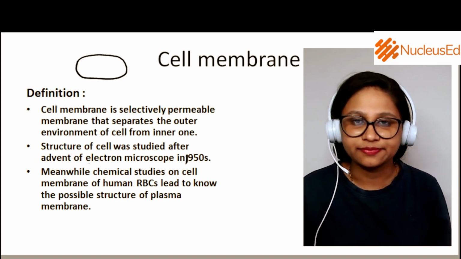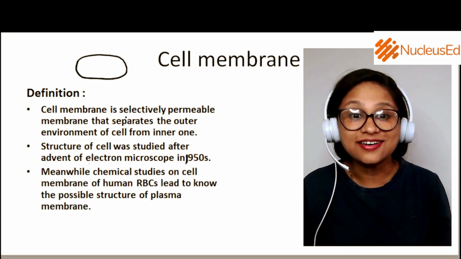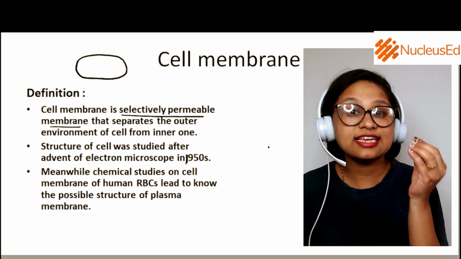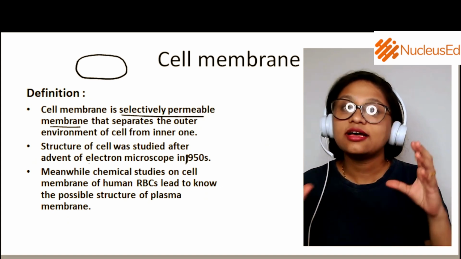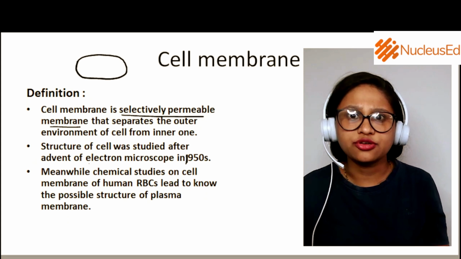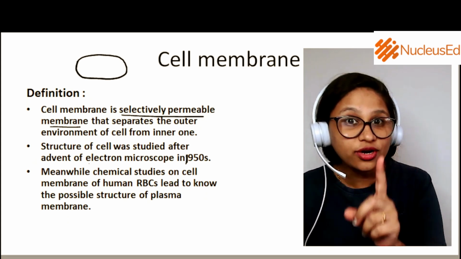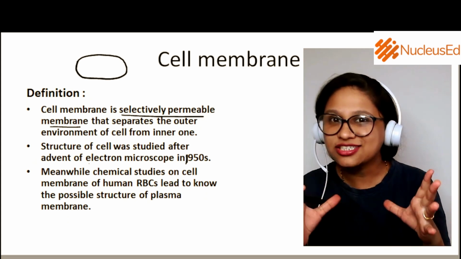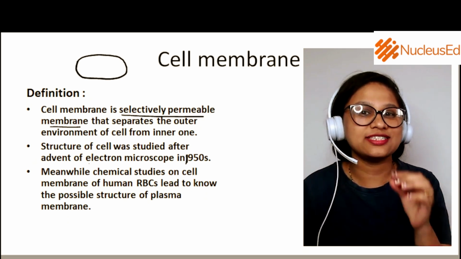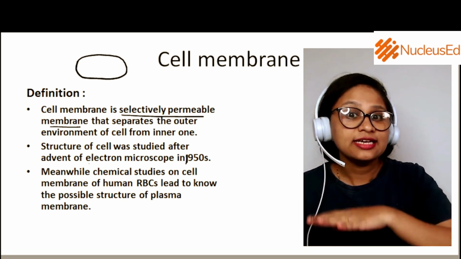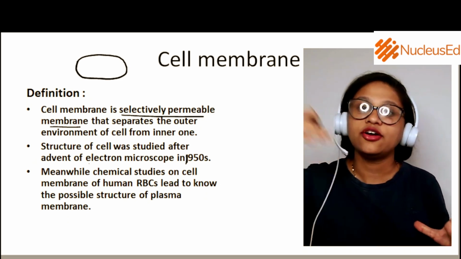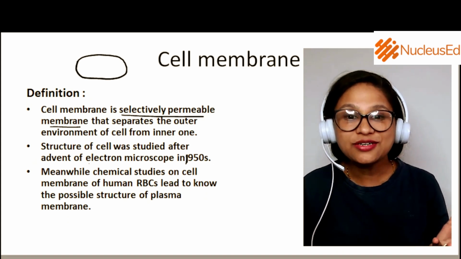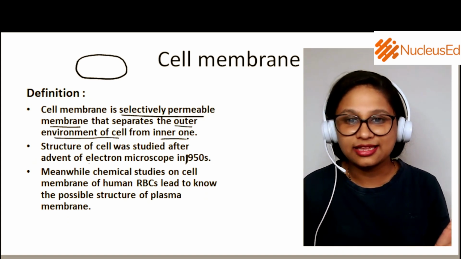Now, cell membrane can be defined as a selectively permeable membrane. That means cell membrane does not allow all the molecules to enter inside or exit from the cell. It only allows specific molecules to enter inside the cell or exit the cell. So that's how the selective permeability of the cell is showcased. This property separates the cellular environment from the outer environment. So cell membrane is the selectively permeable membrane that separates the outer environment of the cell from the inner one.